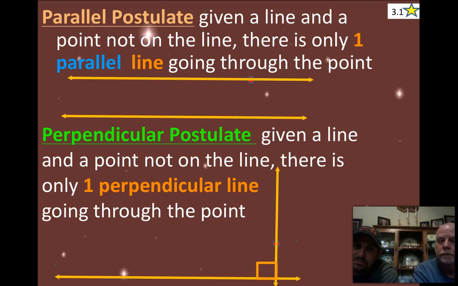So there's only one. It's a Highlander rule for perpendicular lines. Yeah, you know, from the TV show.